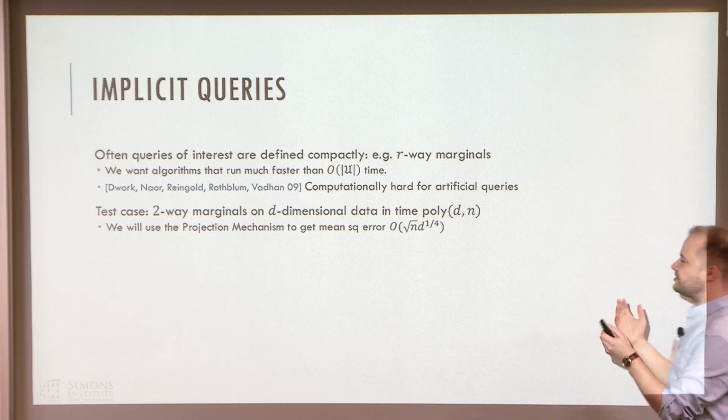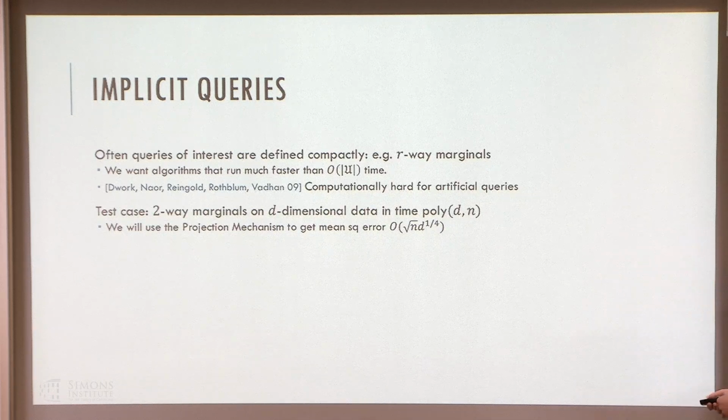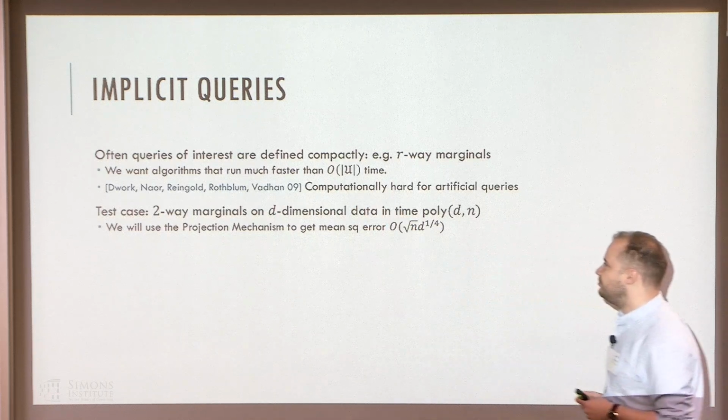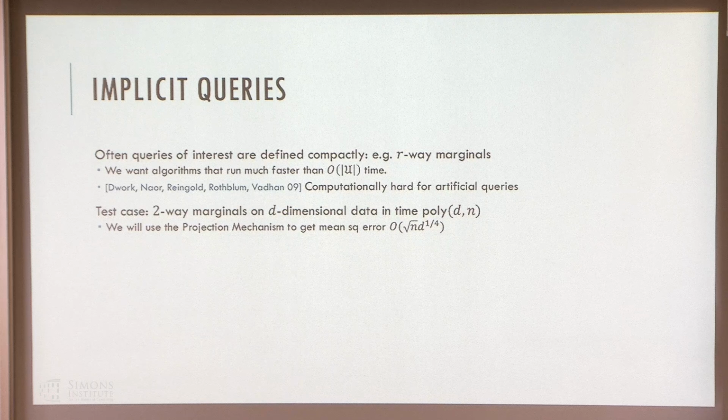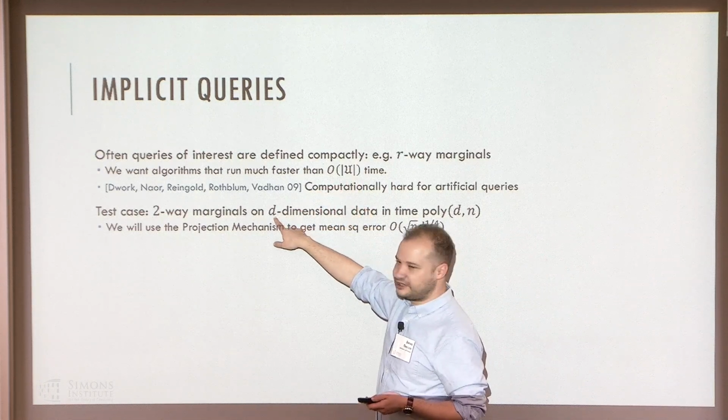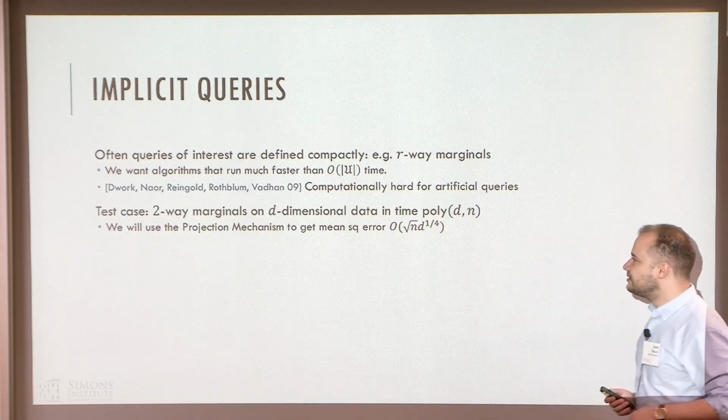Right? So if I just hand you a bunch of circuits that specify the queries, then doing anything non-trivial in time much faster than this could be computationally hard. But they show this for relatively artificial families of queries. If you have very natural specific families of queries, like 2-way marginals, 3-way marginals, we still don't really know what we can do in time that's polynomial in the dimension of the data, rather than the universe size, which is more like 2 to the d, and say the database size.